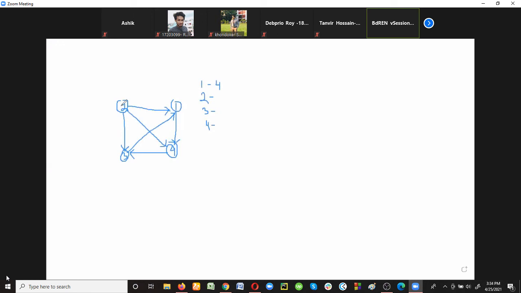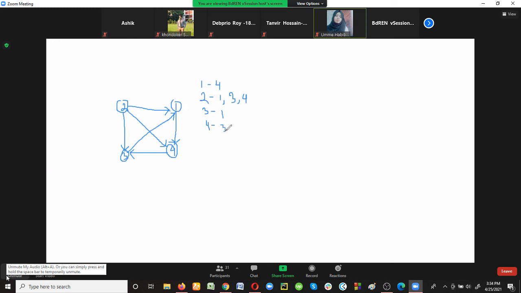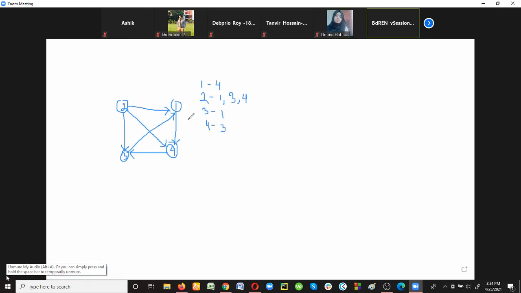Now the next node is 2. For 2, how many adjacent vertices are there? 3 adjacent vertices: 1, 4, and 3. So 1, 3, and 4 are the adjacent nodes of 2. And then the next node is 3. Only 1 is the adjacent node of 3. What about 4? 4 has how many? Only 1. That is 3. Okay, so this is our adjacency list.